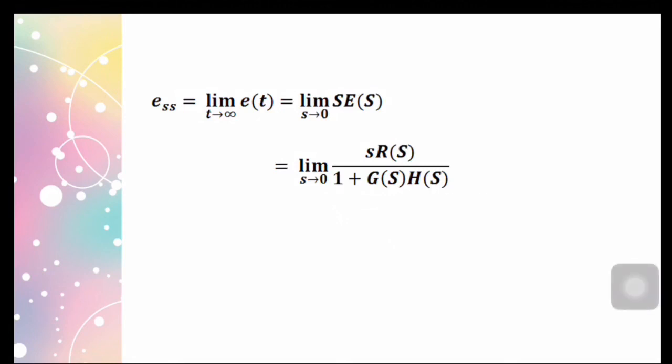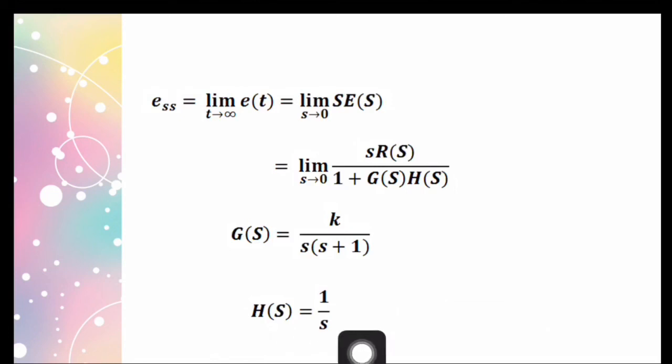In our question, the open loop transfer function G of s is given as k by s into s plus 1 and H of s is 1 by s. Why it is so? Because it is mentioned in the question that the system is unity feedback control system. So H of t is 1 and correspondingly H of s is 1 by s. And the input is given as unit step input, that is r of t is u of t, correspondingly R of s equal to 1 by s.